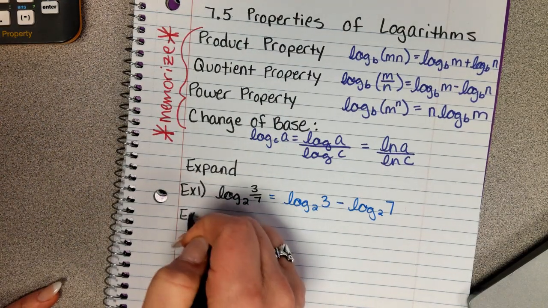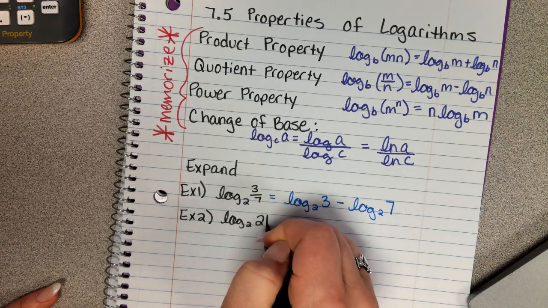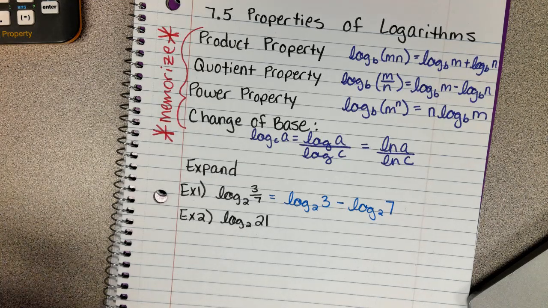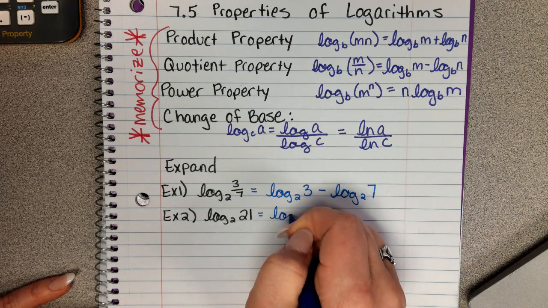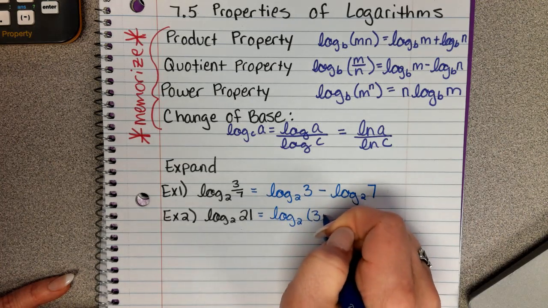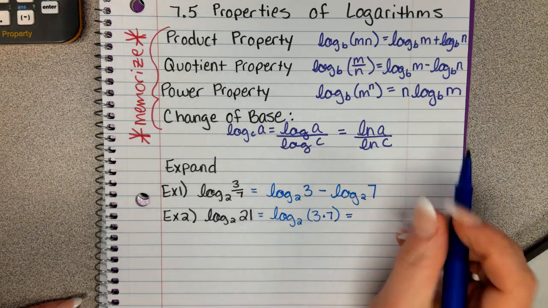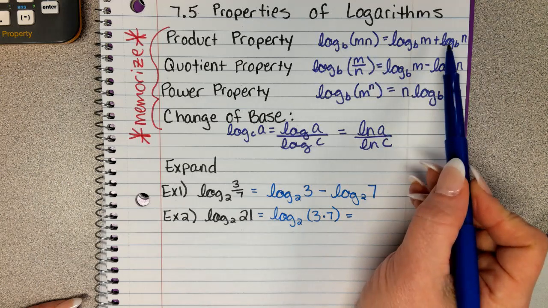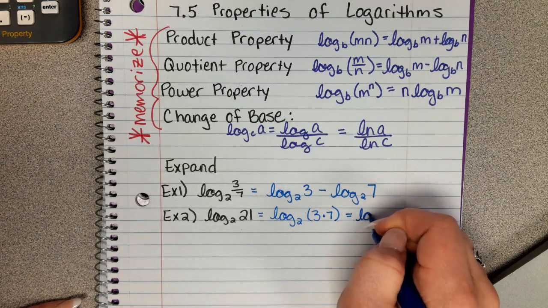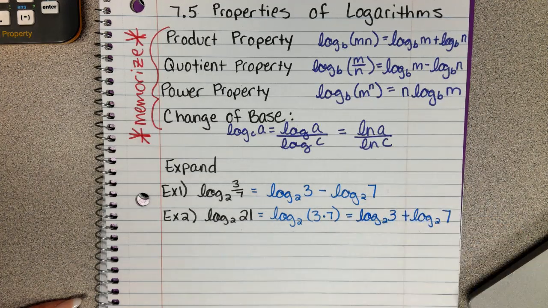Let's say we have log base 2 of 21. If I need to expand this, I need to turn this into multiple logarithms. I would rethink this as log base 2 of 3 times 7, because 3 times 7 is 21. By rethinking it in that way, I can use the product property. Log base b of m times n is the same as the addition of these two logarithms. So that would be log base 2 of 3 plus log base 2 of 7.